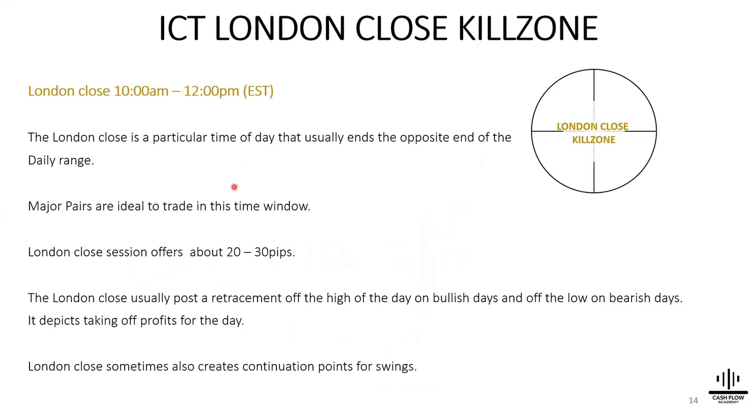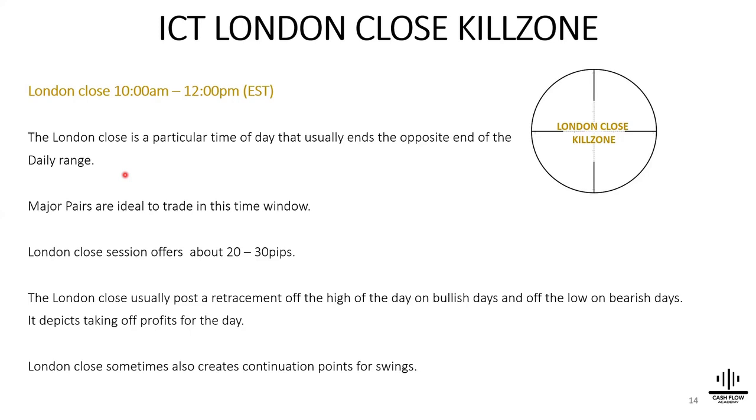And then finally, the ICT London close Killzone. So this is the time window. We have the 10 a.m. to 12 p.m. Eastern time. The London close is a particular time of the day that usually ends the opposite end of the daily range. Major pairs are ideal to trade in this time window.